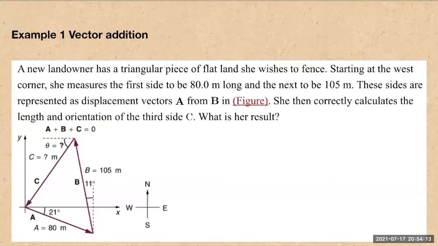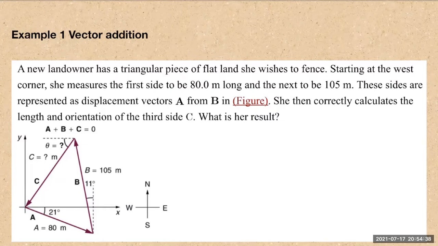In this last lecture of chapter 3, vectors, we're going to look at two real-life examples of vectors. The first example involves vector addition. Suppose there's a new landowner who wishes to fence in a property that she owns. This property has a triangular shape bordered by three sides A, B, and C, forming a triangle.